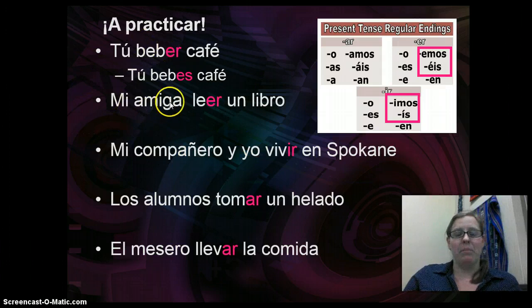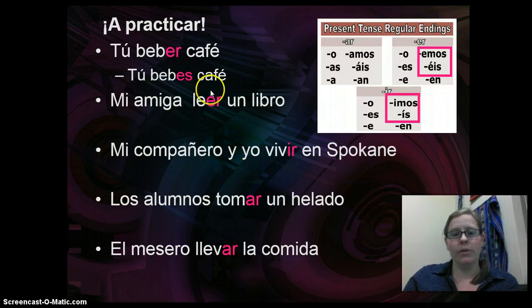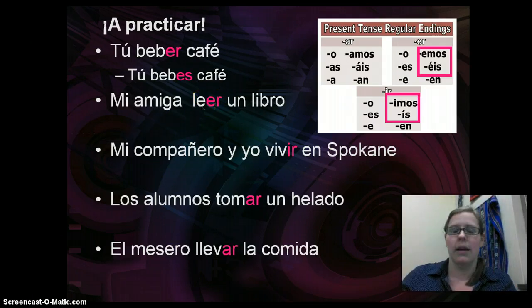So here we have mi amiga leer un libro. Leer is a really tricky verb. It's got 2 E's back to back. You need to pronounce both of them. So the infinitive is pronounced leer. And when it's conjugated, you also need to pronounce both of them. So I'm going to eliminate just the last ER because that's the ending, ER, nothing more, nothing less.